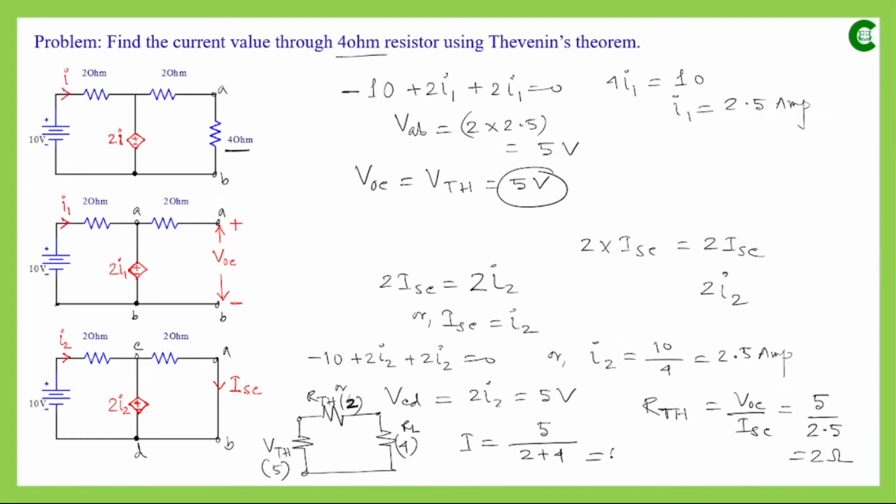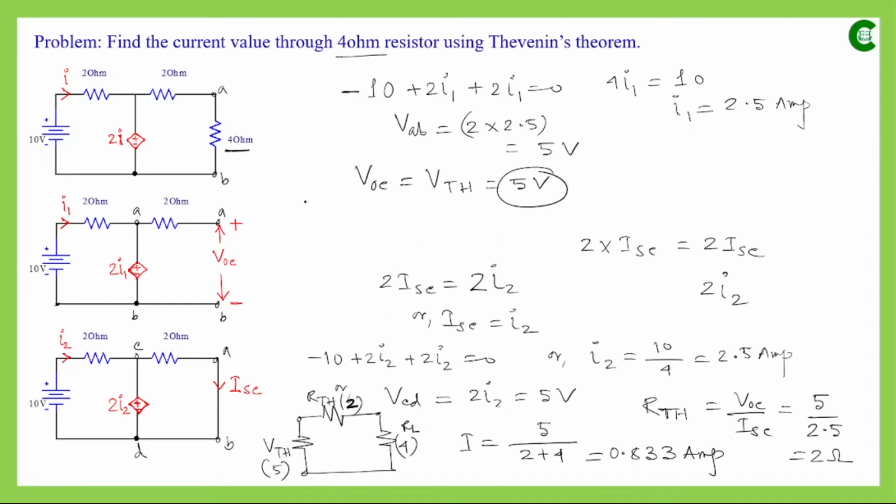That means it will give us 0.833 ampere. So the current value through this 4 ohm resistor will be 0.833 ampere, and this is the way we can Thevenize an electrical network by using the first method when in that network we have dependent sources.